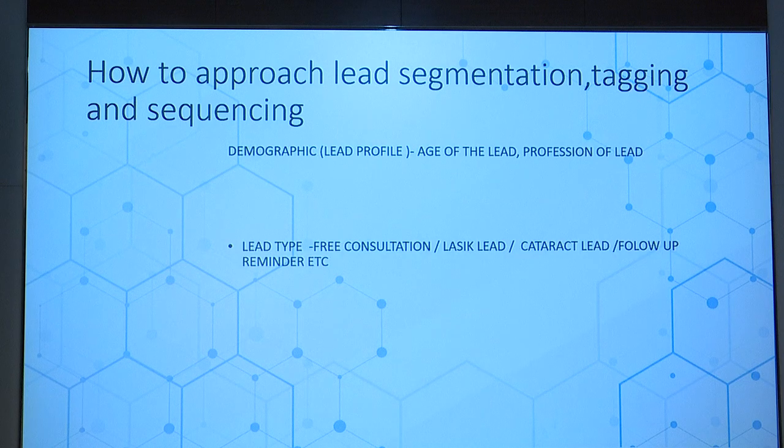We can segment the leads according to the demography of the patient, age of the patient, profession of the patient. We can also segment the leads according to the type of campaign and tag them for particular mail on ConvertKit. If a lead comes from a LASIK campaign, then LASIK related mail is automatically sent to the patient at the scheduled interval to create awareness about LASIK surgery.